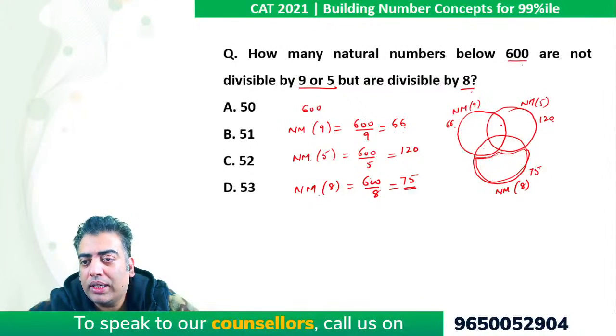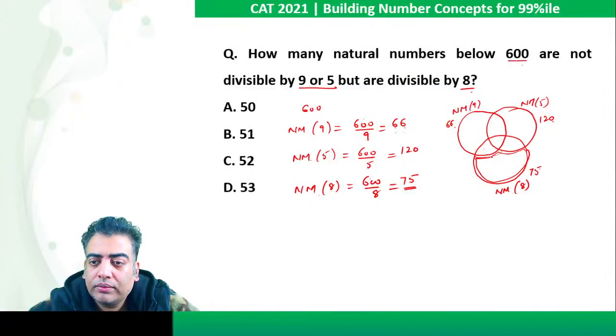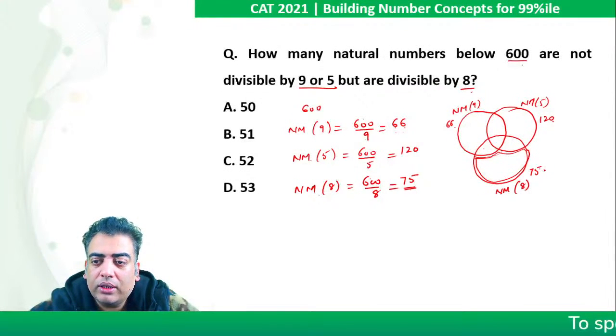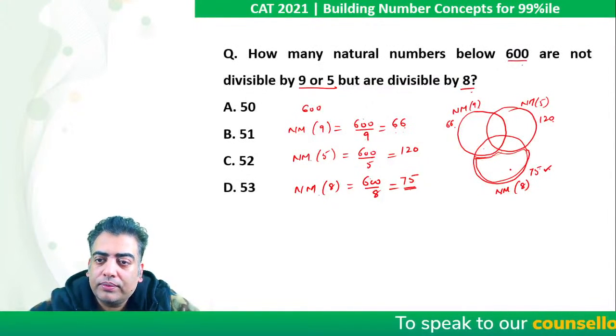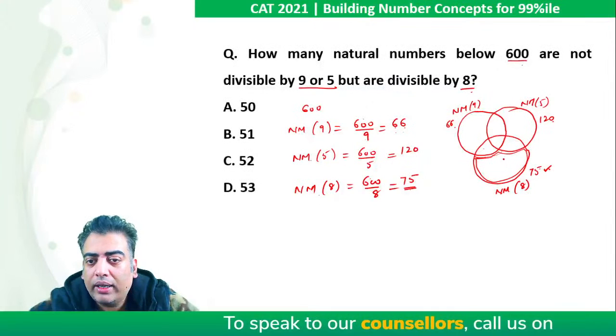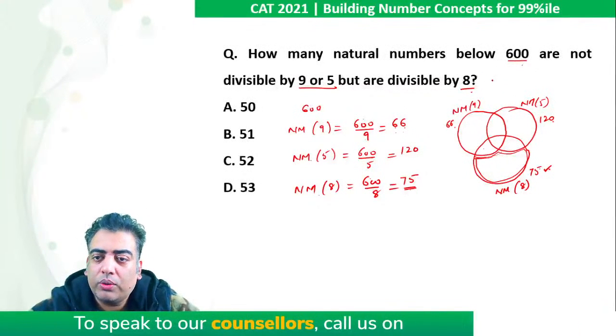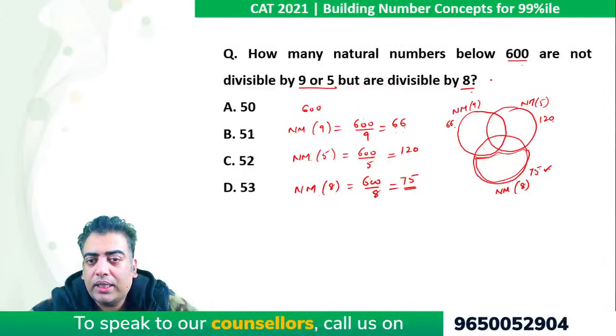So the rest will have to be removed. Right. So can you think of how many numbers these will be? And in order to do so, we also require the number of numbers which are divisible by 5 or 8 or 9.